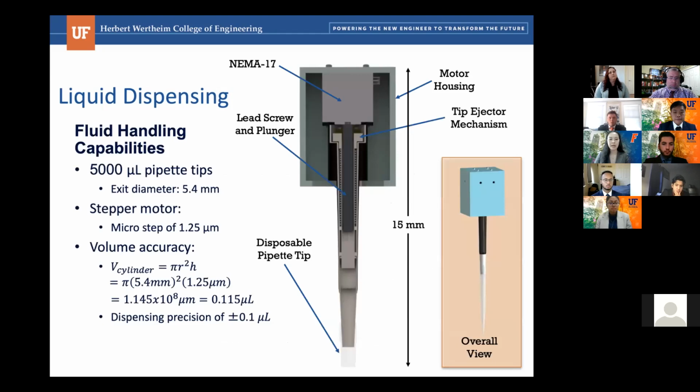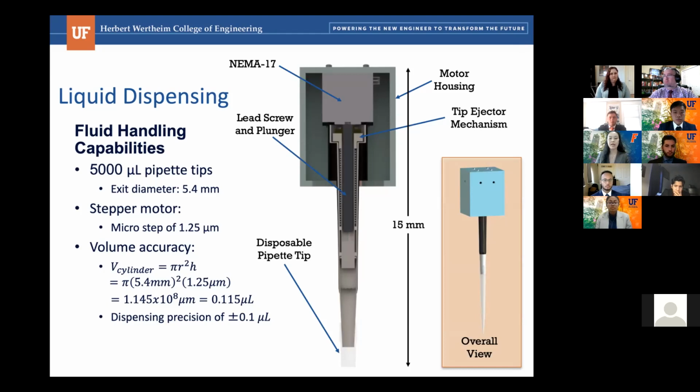So on the next slide, you can see the overall design used for the liquid dispensing subsystem, including the NEMA 17 motor, which is attached to a lead screw to create linear movement from the rotational movement of the motor. This presses down or lifts up the plunger, which creates positive air displacement to allow the substances to be withdrawn or dispensed without cross-contaminating the actual motor system itself and only interacting with the disposable pipette tips.